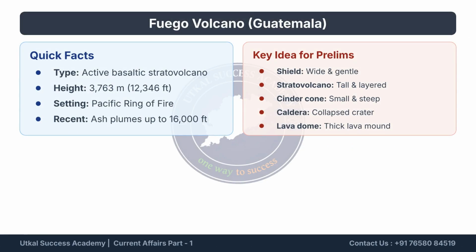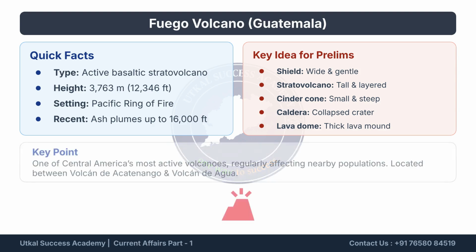Fuego volcano in Guatemala is an active basaltic stratovolcano on the Pacific Ring of Fire, regularly producing ash plumes up to 16,000 feet. It is one of Central America's most active volcanoes.